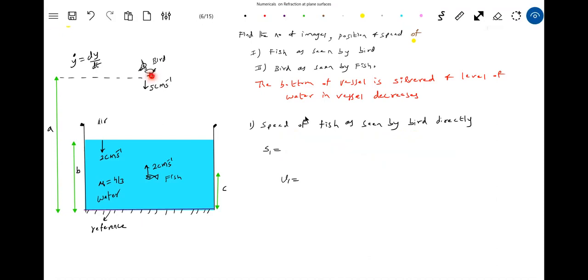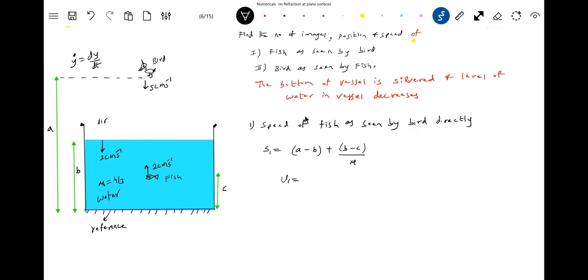What distance is the bird from the bottom of the vessel? A. What is the level of water in the vessel? B. At what distance is the fish from the bottom of the vessel? Let it be C. Now, the distance of the bird from the boundary is A minus B. Real depth of the fish is B minus C. Apparent depth mu. What I'm discussing: the rays emitted by the fish will undergo refraction and enter the bird directly.